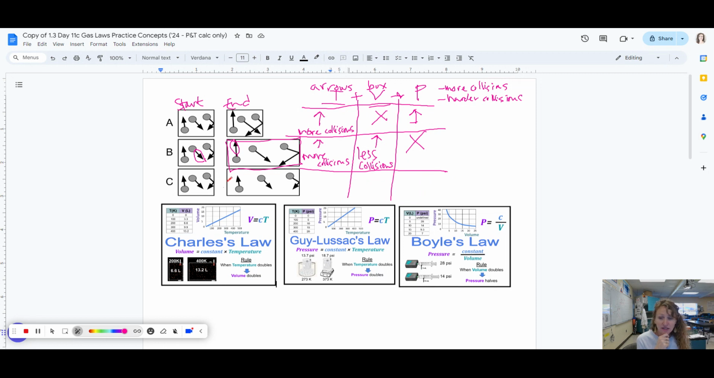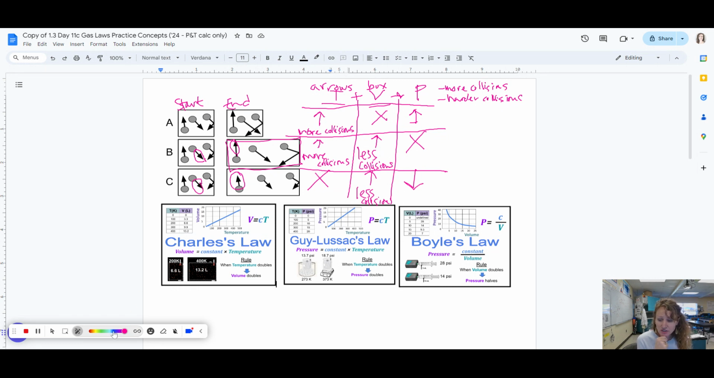So we're going to assume pressure is constant in box B. And then we can look at box C as well. We can see the arrows in box C are roughly the same size in the beginning and the end. So temperature is not changing. Temperature here is constant. Volume is getting bigger. Our box is getting bigger. And that means we're going to have fewer collisions happening. If we have fewer collisions happening, then our pressure is going to go down.